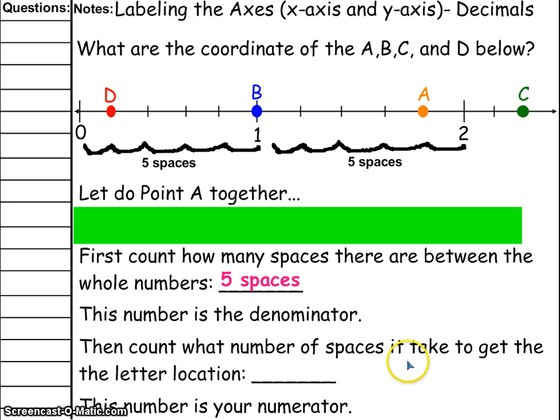Then count the number of spaces it takes to get to the location of point A. We're going to start past our whole number 1. 1, 2, 3, 4. It takes 4 spaces to get from the nearest whole number to the location of point A, which is our numerator. So the location of point A is at whole number 1 and 4/5.